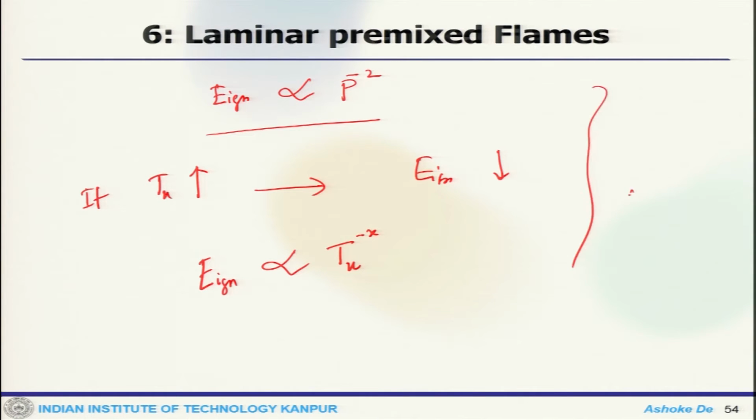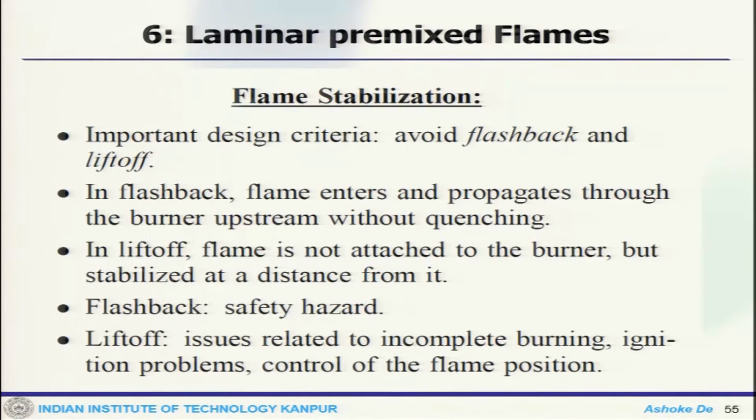So, these are my equation number 6.48. So, that is how it depends on pressure and temperature. Now, this is how one can do a simplified analysis for ignition energy and get that. Now, we will move to the last important point of premix flame, which is the flame stabilization.